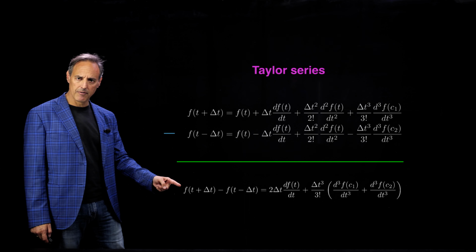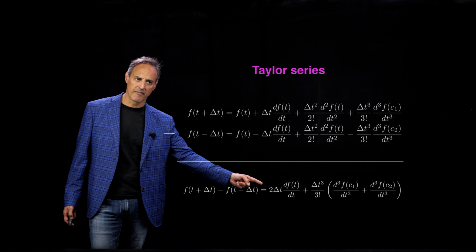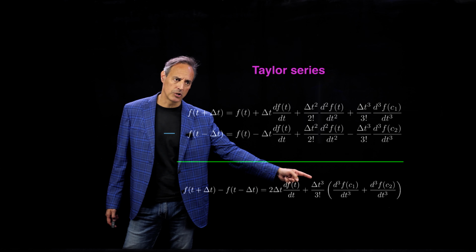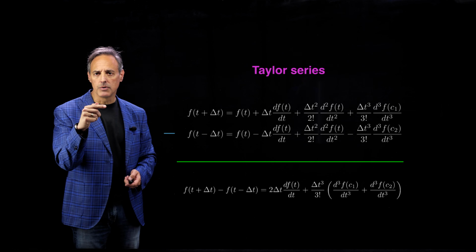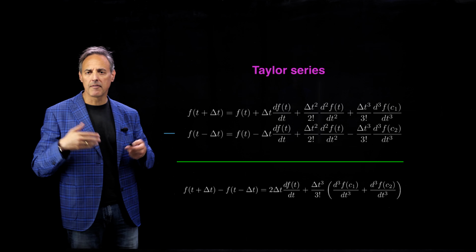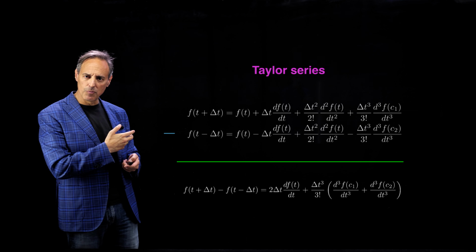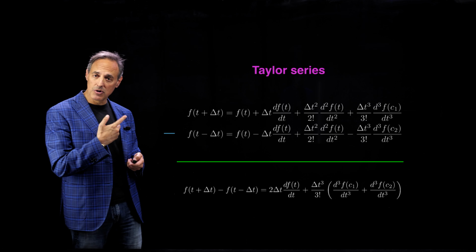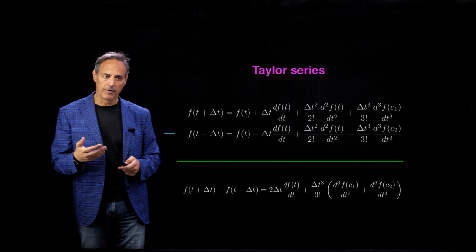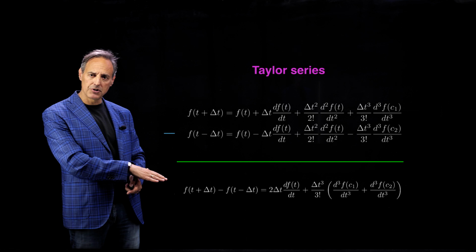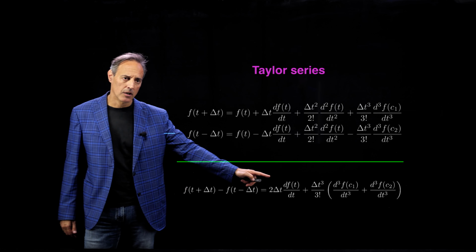So the net effect at the end of the day is this expression here. It says that f of t plus delta t minus f of t minus delta t is equal to delta t times the first derivative, with a factor of 2, and this other expression, which has a delta t cubed in front. This is going to be important because we're going to take delta t to be small. If delta t is something like 10 to the minus 2, then delta t cubed is like 10 to the minus 6. So we're going to treat that as the error term in the approximation for the derivative. In fact, what I can do is take this expression and solve for the first derivative, which is sitting right there.